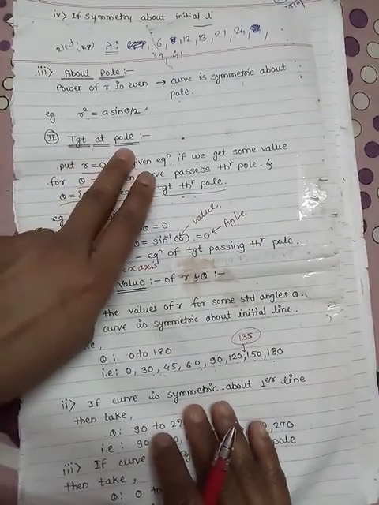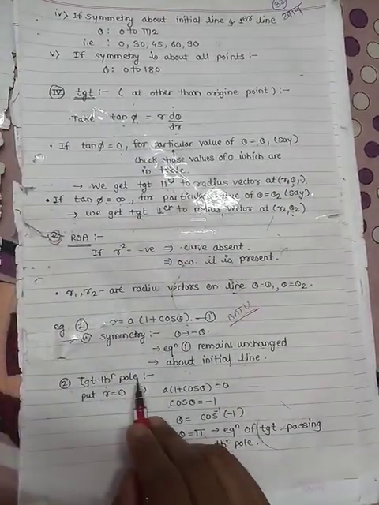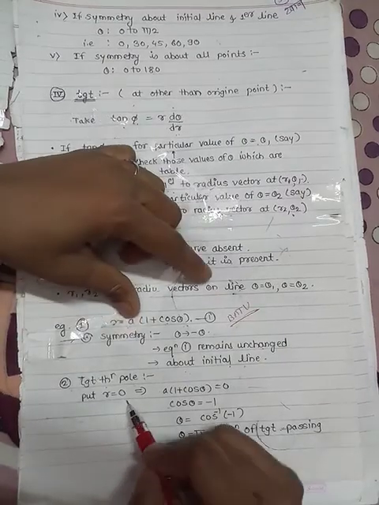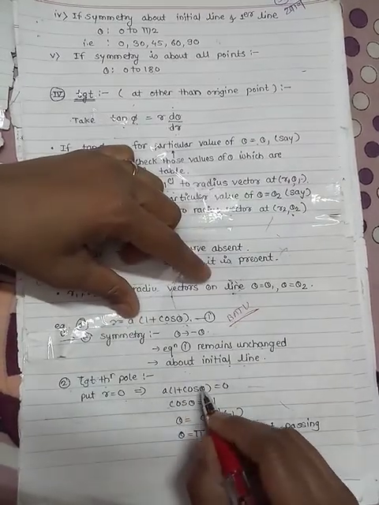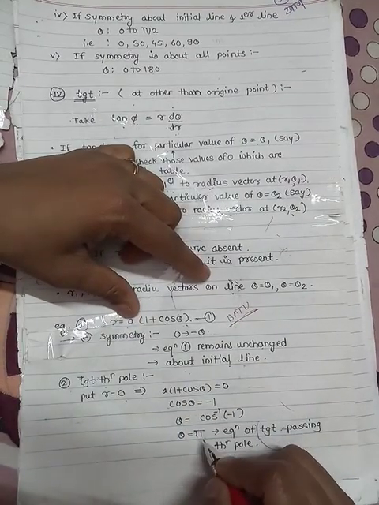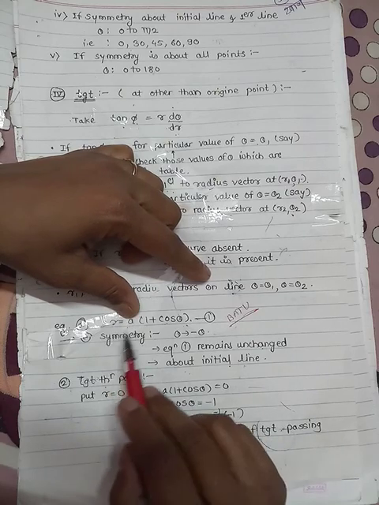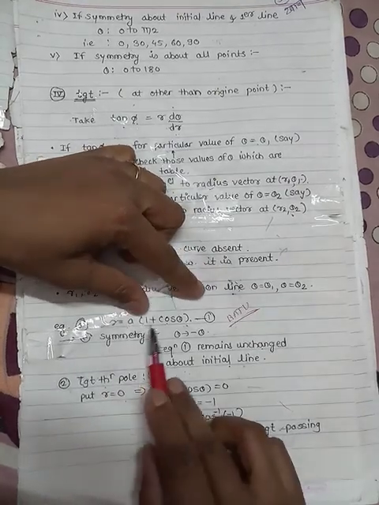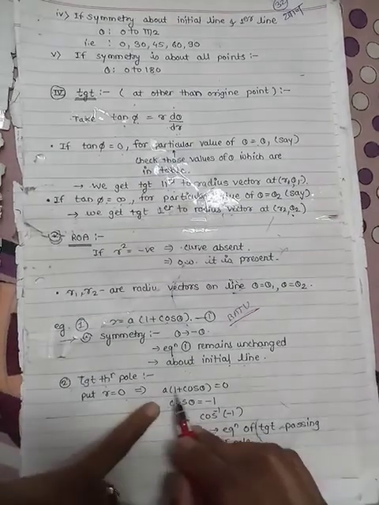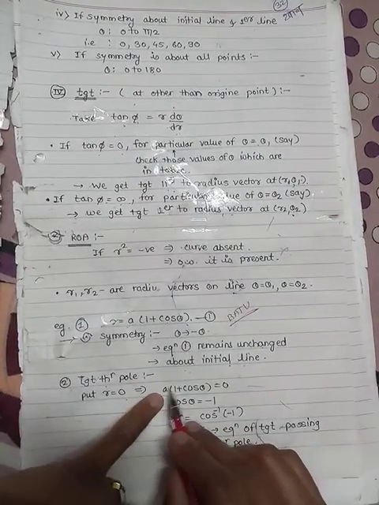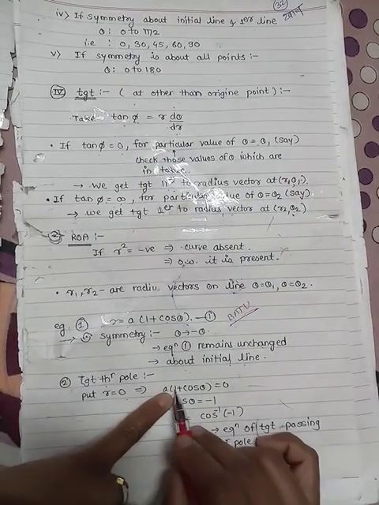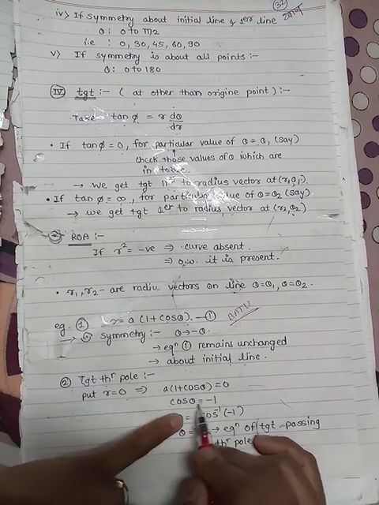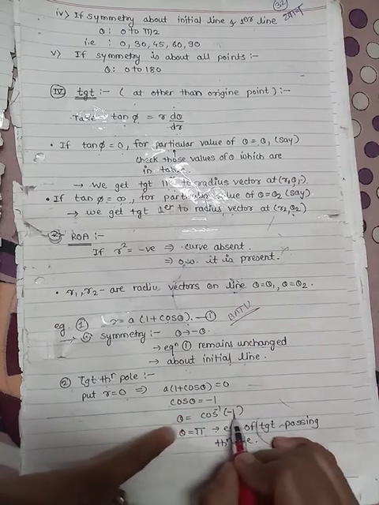The second condition is tangent through pole. For tangent through pole, we have to put r equal to 0, and if we get the theta value, then we get the equation of tangent. So put r equal to 0. We get a into 1 plus cos theta equal to 0. Simplify this. Take this a on the right side, so 0 by a is 0. Take this 1 on the right side. So cos theta equal to minus 1. So theta equal to cos inverse minus 1.